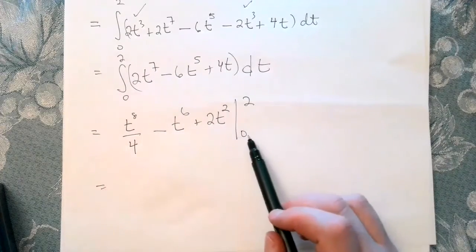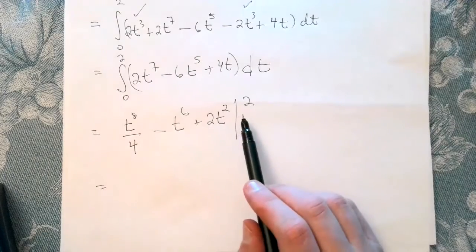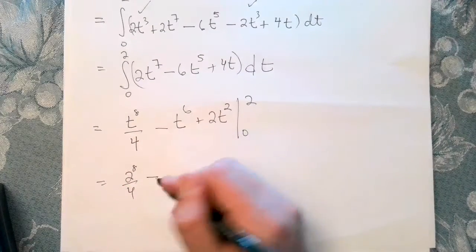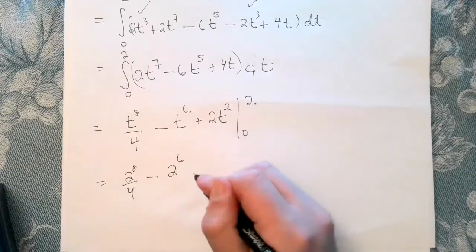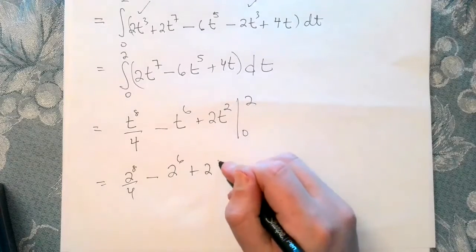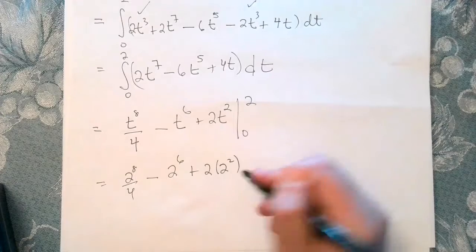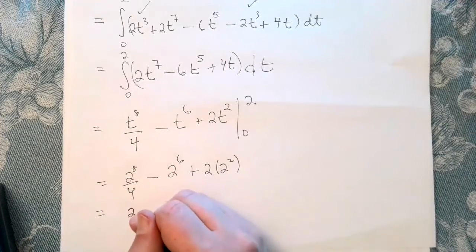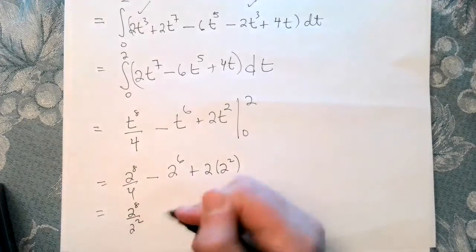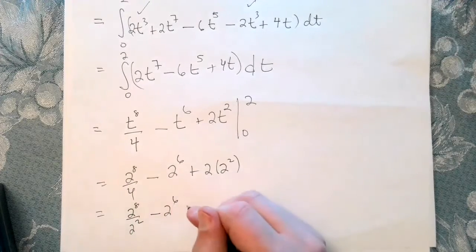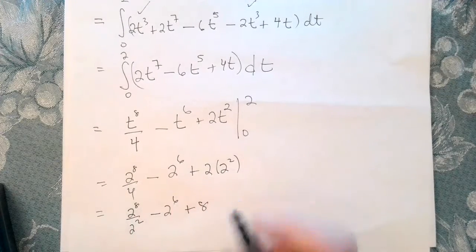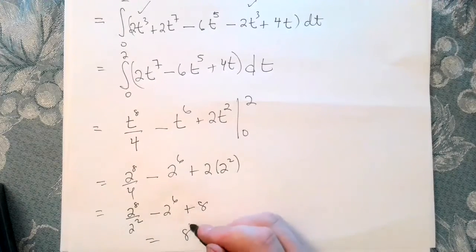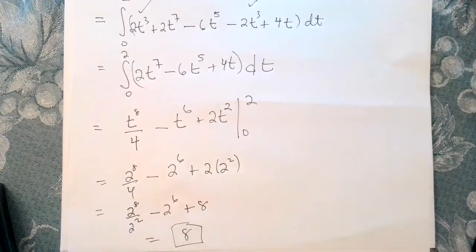Well, this will completely vanish at 0, so I only need to evaluate this at 2. This will give me 2 to the 8th over 4 minus 2 to the 6 plus 2 times 2 squared. But we notice something, because 2 to the 8th over 4 is the same thing as 2 to the 8th over 2 squared, but that's exactly 2 to the 6. So those will cancel, and that gives me 8. And that's the value of my line integral.